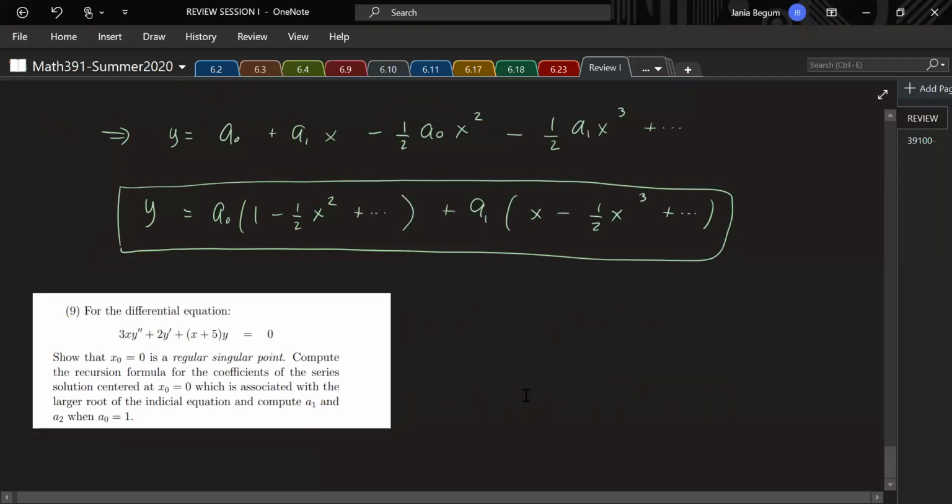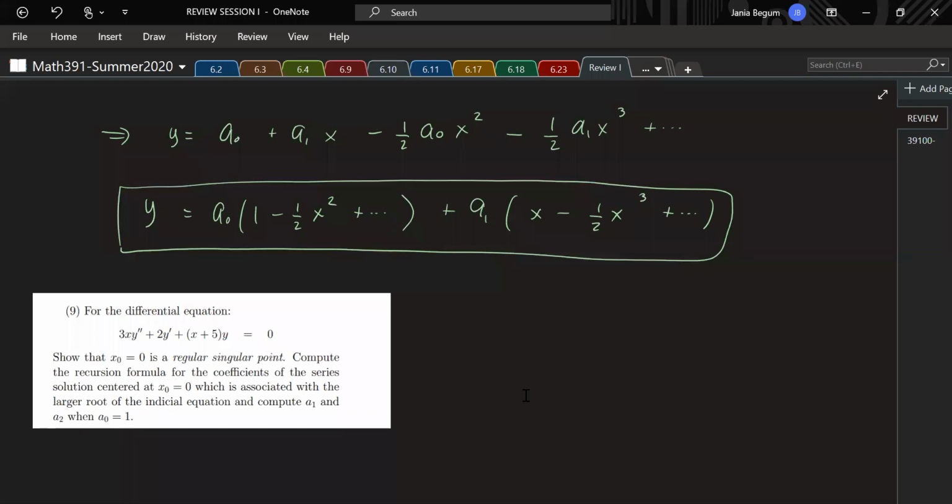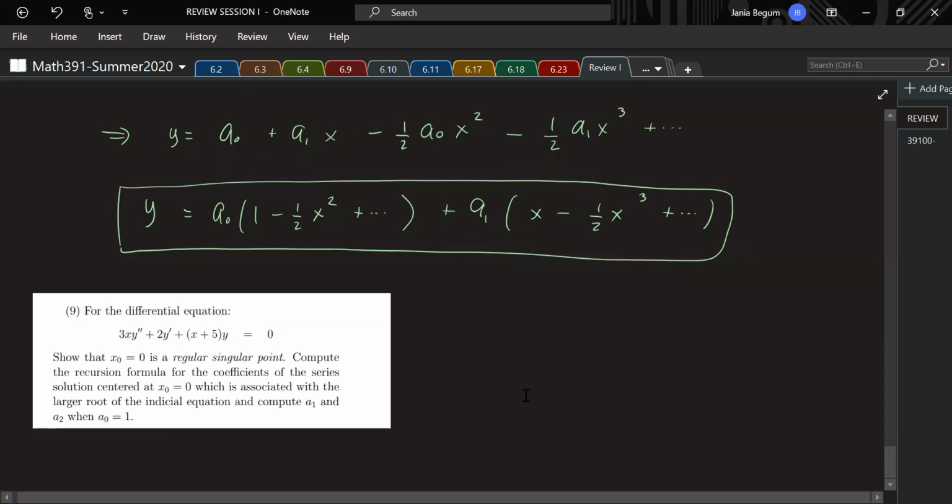Would you mind just walking through getting the roots real quick? Okay. So you don't want the full solution, you just want the roots?